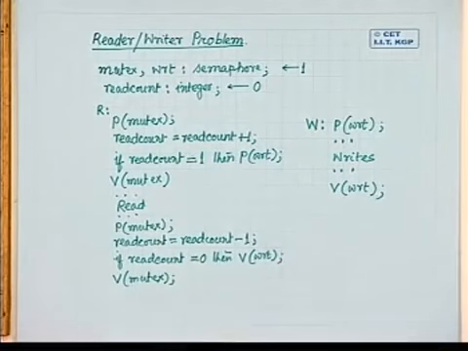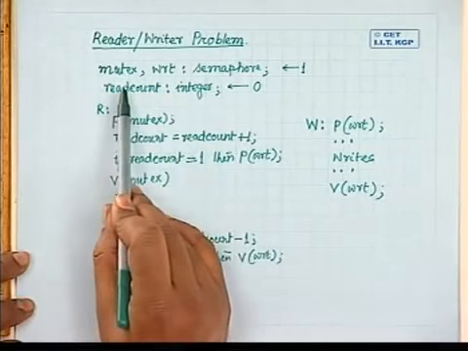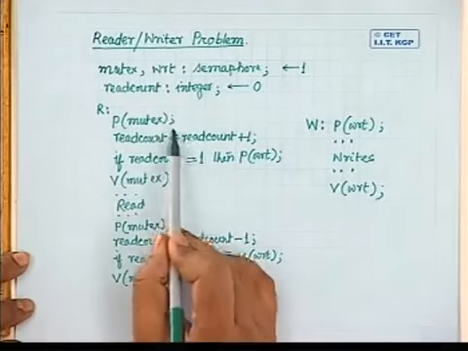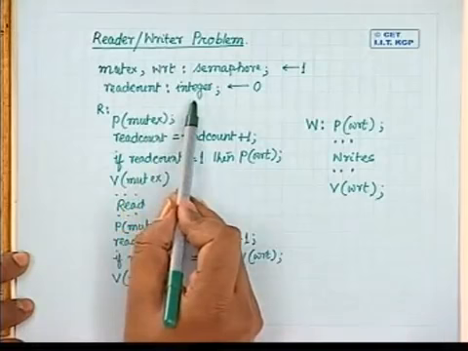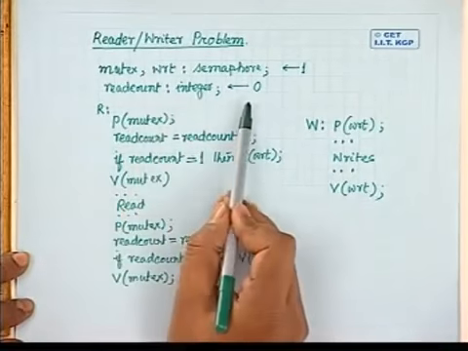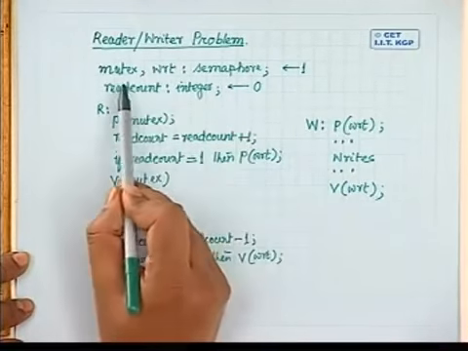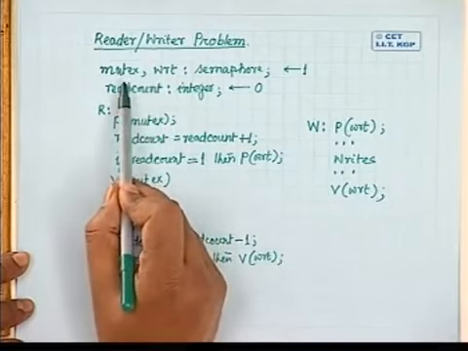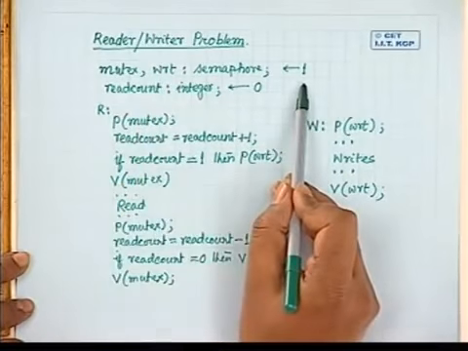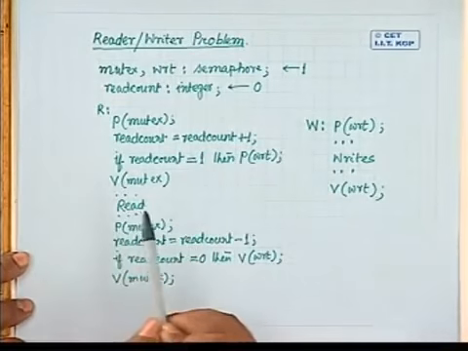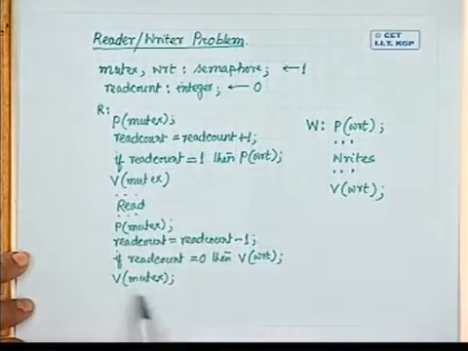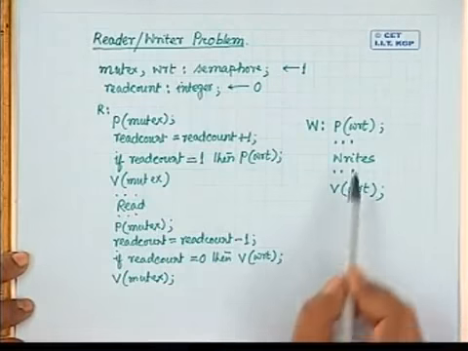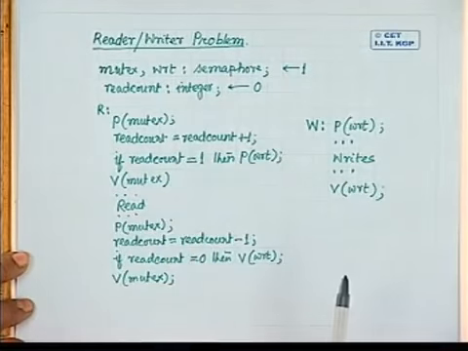Now let us see how this thing works. You find that we have used two semaphore variables, one is mutex and one is write, and there is one integer variable which is read count. Read count is initialized to 0, and both the semaphore variables mutex and write are initialized to value 1. Okay. What does the reader process do? Every reader process will have similar code. Similarly, every writer process will have similar code.